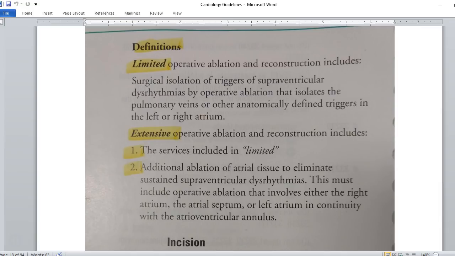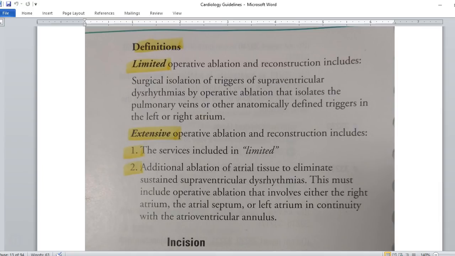Okay, we have limited, which includes the surgical isolation of triggers of the supraventricular dysarrhythmias by operative ablation. So again, these are the areas that we found previously on testing, and isolate the pulmonary veins or other anatomically defined triggers in the left or right atrium. Okay, so that's what is considered limited. We deal just with the trigger that's in the pulmonary veins or other triggers in the left and right atrium.